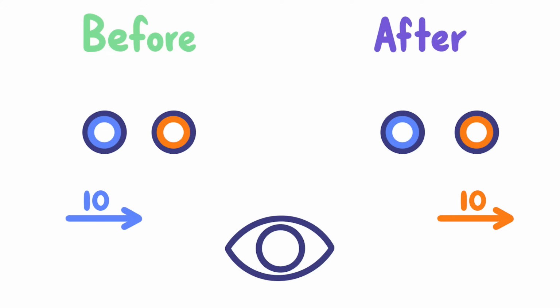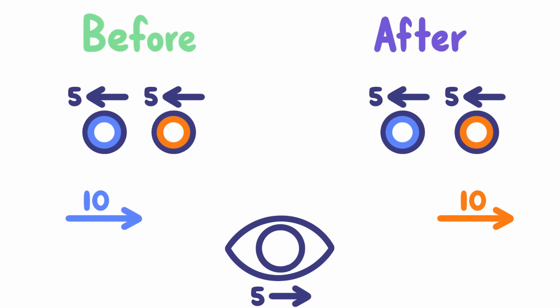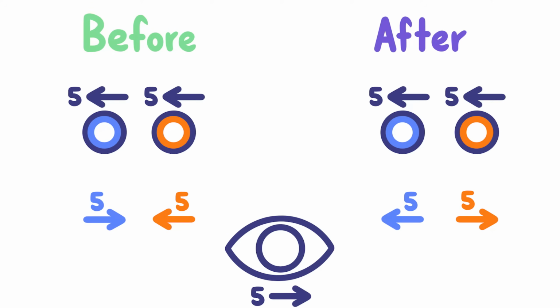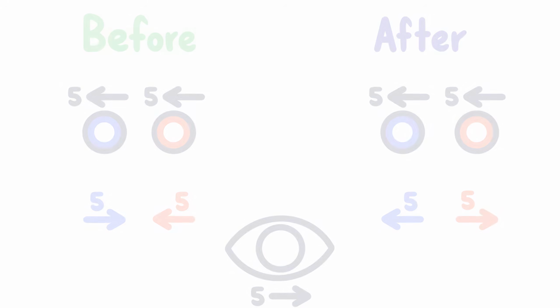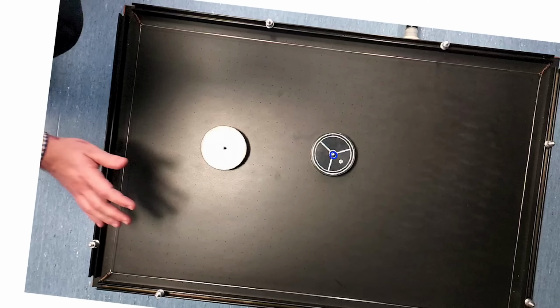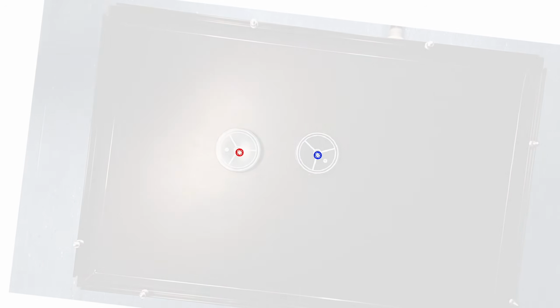For an observer moving at half the initial velocity, all the velocities are increased by 5 towards the left, causing each of the initial and final velocities to be equal and opposite, or in other words, symmetrical. If we consider the perspective of an observer moving at half the initial velocity, we see that the interaction is, in this frame of reference, symmetrical.